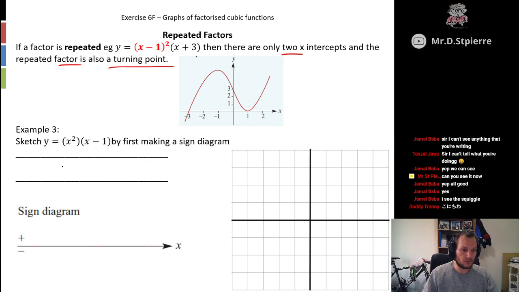Okay, so what are our intercepts? Well, this is really this x squared in here. I could rewrite this as x minus 0 all squared, x minus 1. Okay, so our first intercept is at x equals 0, and the second one is at x equals 1. So go to our sign diagram and put those in.